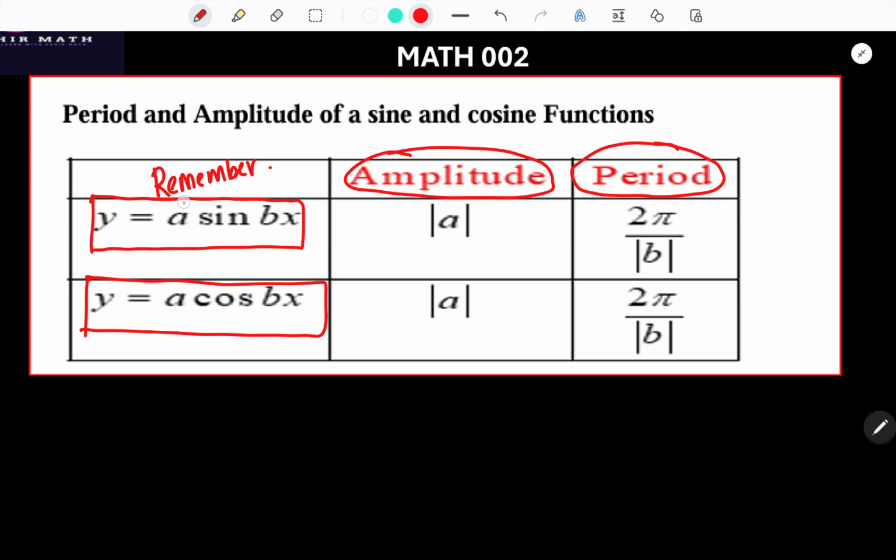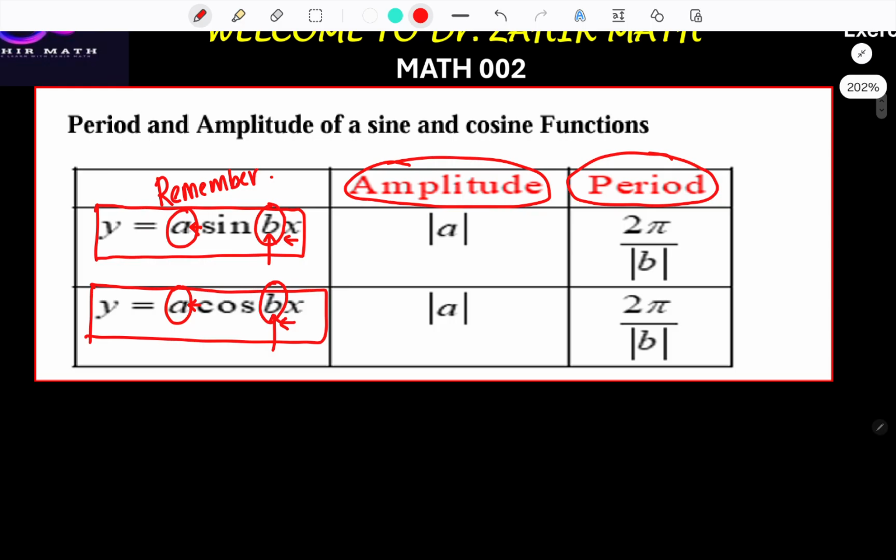What is this one? A, and this is b. You should carefully check them in your question. This is your A and this is your B. A means it is attached with sine, attached with cosine. B means the coefficient of x. So this is B and this is B.